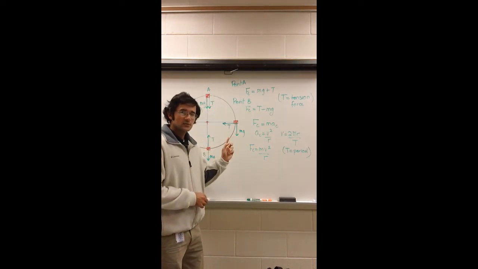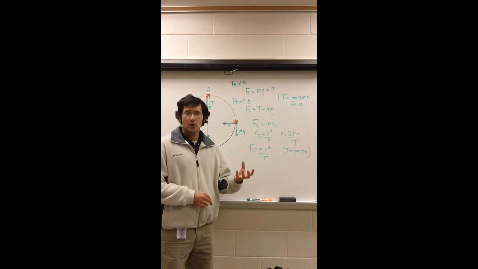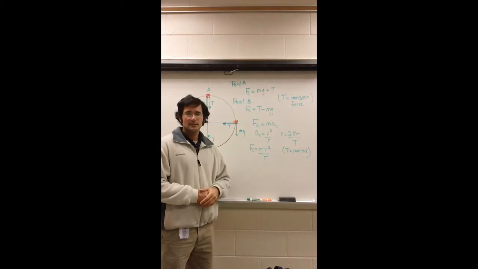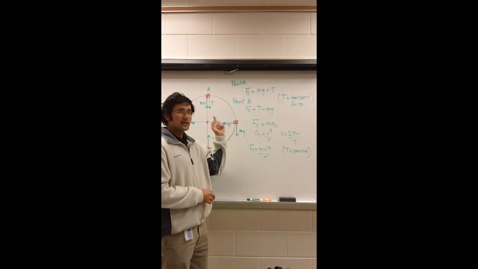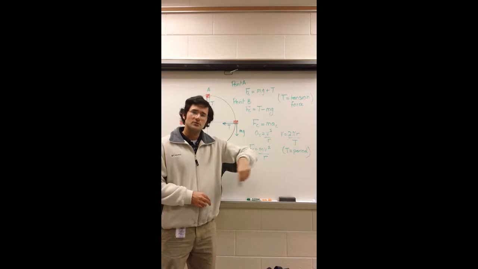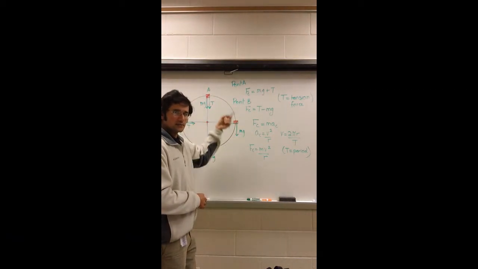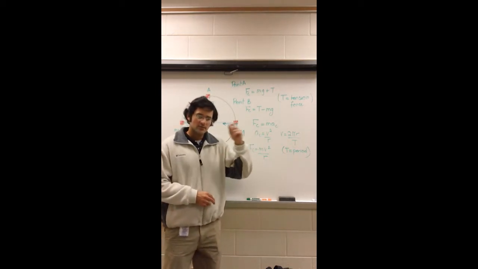In this particular case, we have an object, a mass. It could be a ball, it could be a weight. It's attached to a string. The red rectangle is the mass, and the blue line is the string. So this object is constantly being rotated in a vertical circle, and let's say it's being rotated in a counterclockwise direction.